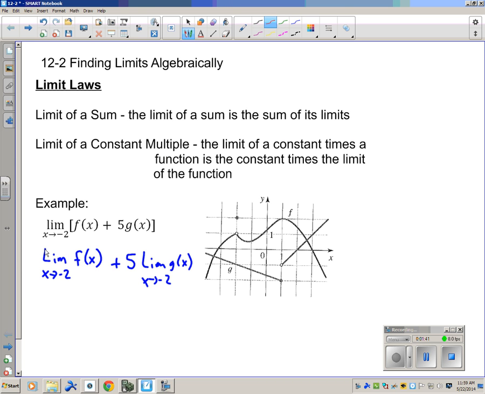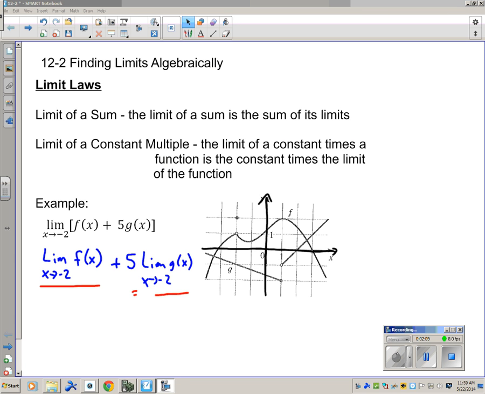So let's find this value, and then let's find this value, and then multiply it times 5 there, and then add them together at the end. So the limit of f of x there as x approaches negative 2. Looking at our graph here, our graph looks like this right here. So I'm going to go over here and find negative 2. This is where my negative 2 is.